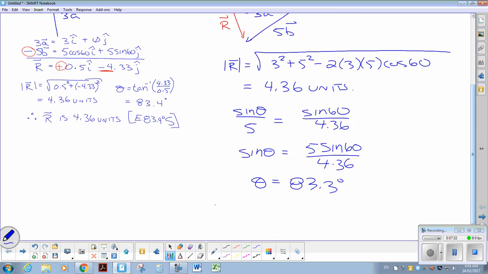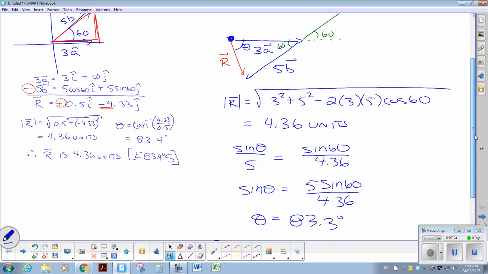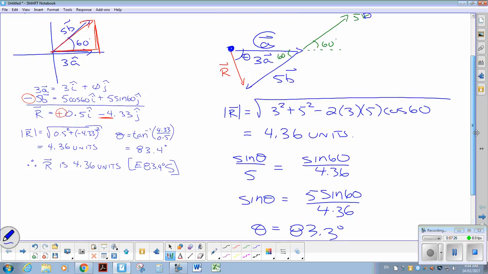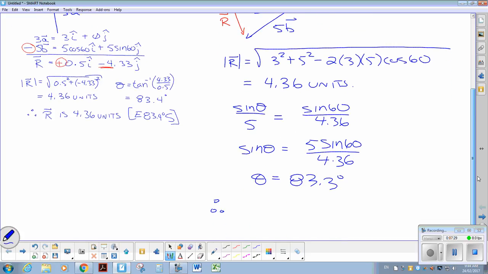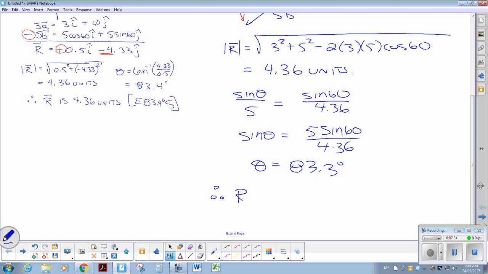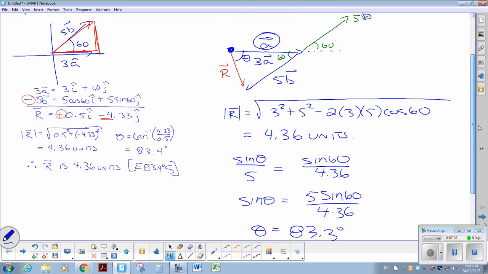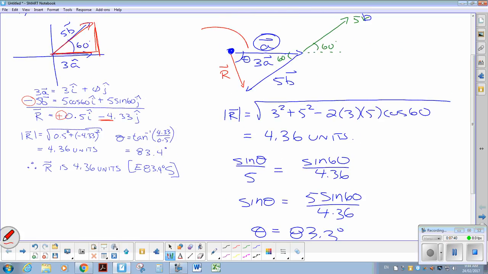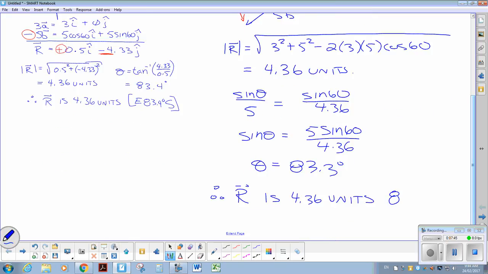In this case, it's a little bit different. You're going to report the resultant from its location compared to vector A. So for geometric, you're going to say the resultant is 4.36 units, and we went clockwise, so we are 83.3 degrees clockwise from A. All right. So there we go. There's your two methods side by side.